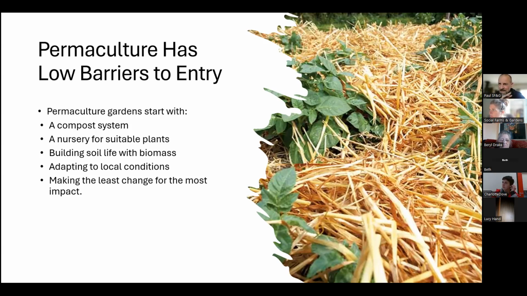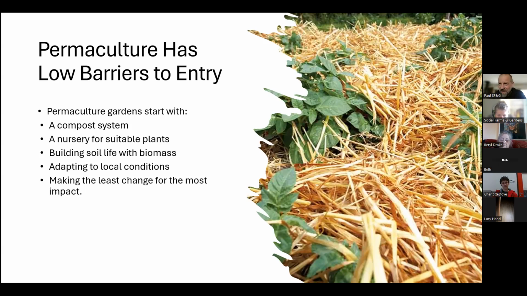In permaculture, each stage builds on the previous one. We can try and accelerate that succession, like accelerating natural succession by tree planting, by planting plant guilds. But essentially, I think this might come across as a little bit prescriptive, something to talk about. Permaculture gardens start with saying, okay, let's look at our composting system. Let's produce our own compost on site if we can. Let's set up a nursery for suitable, regionally adapted plants that are going to meet our needs that we've previously identified in a design process.